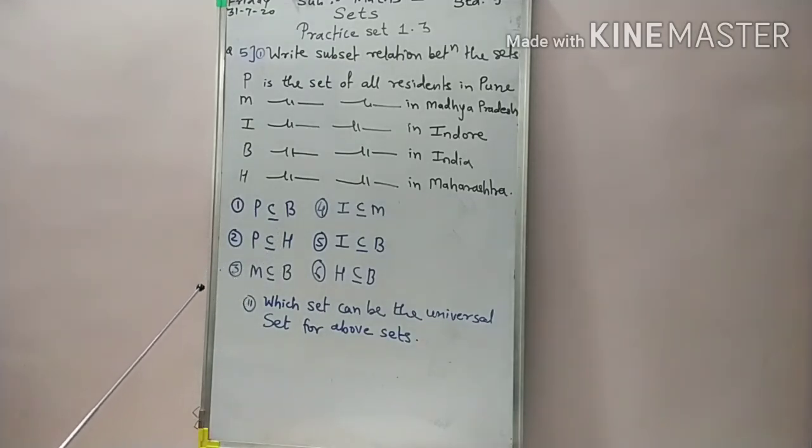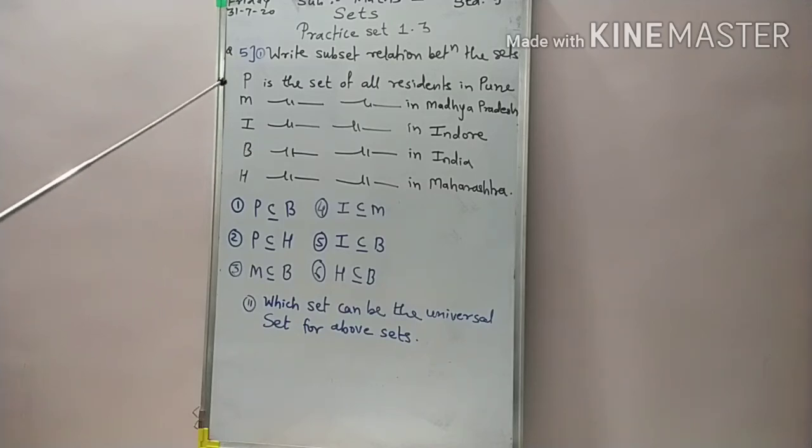Understood, students? Now the next question for the same example is what? Which set can be the universal set for the above sets? So as we observe the 5 sets, what do we observe? Yes, Pune, Madhya Pradesh, Indore, Maharashtra are what? The cities or states in India.